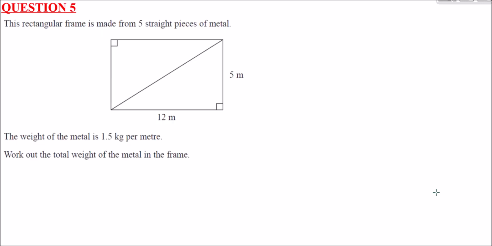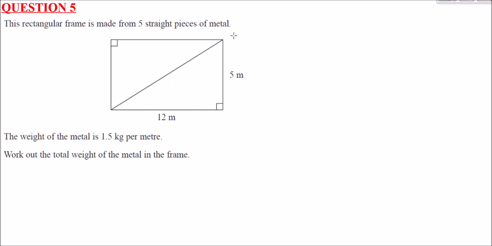Number 5. We've got a rectangular frame made from 5 straight pieces of metal like shown in this diagram. The weight of the metal is 1.5 kilogram for every meter long it is. Work out the total weight of the metal in the frame. So what you'll notice here is there is a diagonal piece of metal here. If it was just a simple rectangle, that would be fairly straightforward. We need to work out the length of this, because the length will link to the rate, and we need to work out about the weight.